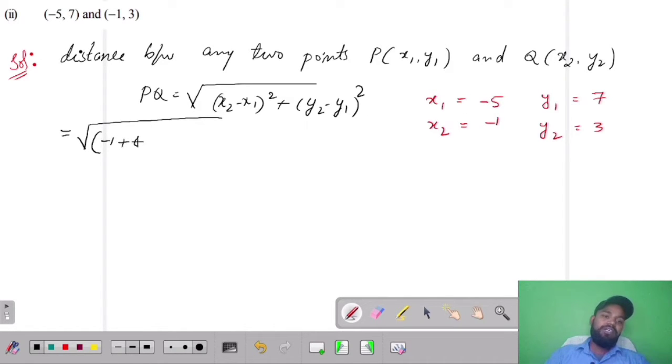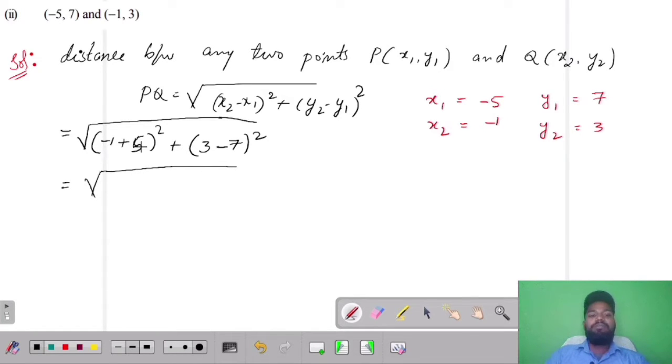So plus 5, okay, plus 5 whole square plus y2, which is 3, y2 value 3 minus y1 value, which is 7, 7 whole square. Okay, right. Now just simplify them, we will get the answer. Minus 1 plus 5, that is 5 minus 1, which is 4. So 4 square plus 3 minus 7. 3 minus 7 is nothing but minus 4.